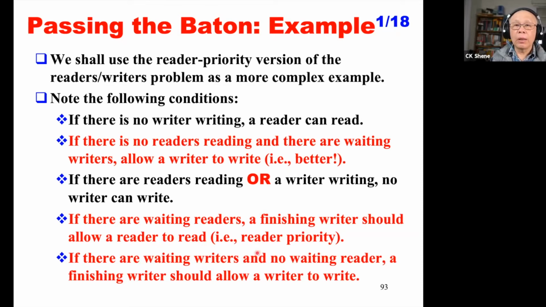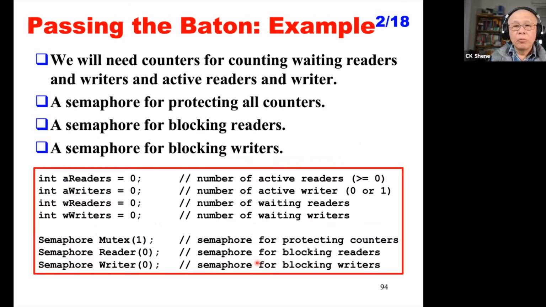Therefore, these two conditions are a separation of the readers and writers. In other words, when a writer finishes the work, if there are waiting readers, we allow the reader to go. If there are no waiting readers and there are waiting writers, we allow the writer to go. So we have four additional conditions. In the following, we will develop the entry section and exit section for the reader, and also the entry section and the exit section for the writers.